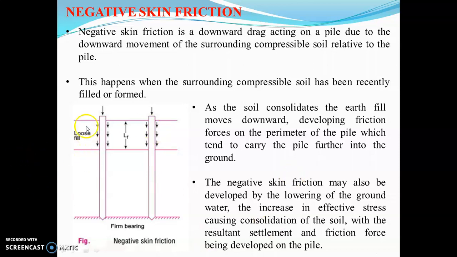You can see here this is a downward movement of the soil, that is loose fill. When the load is applied on this, the soil moves downward, so that the friction is developed like this. So this friction developed is called negative skin friction.